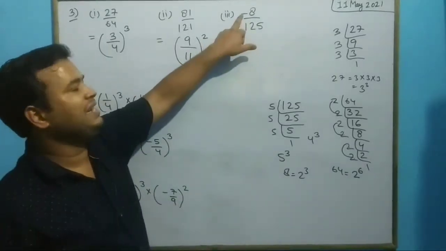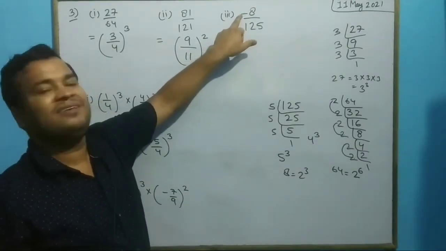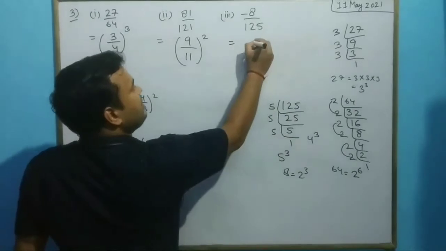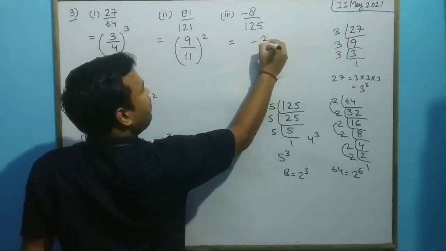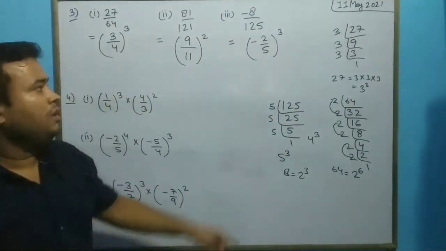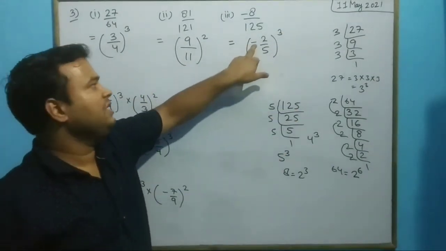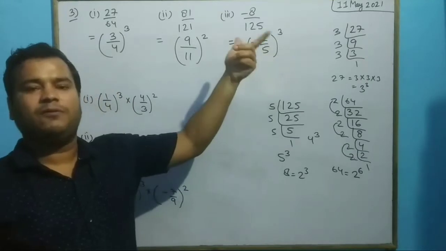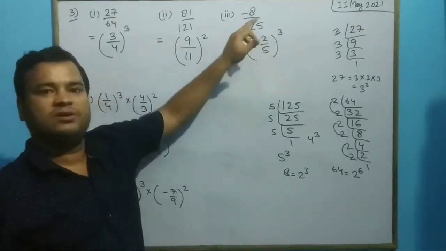Now here it is minus. Okay. So minus is the answer. So minus 2 upon 5 raised to the power 3. As negative is raised to the power 3, negative power odd, it will be negative. So this is the answer.